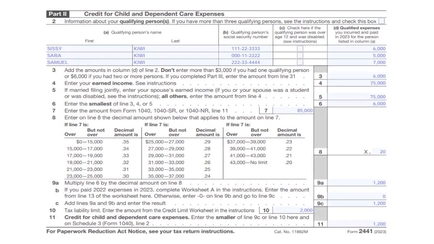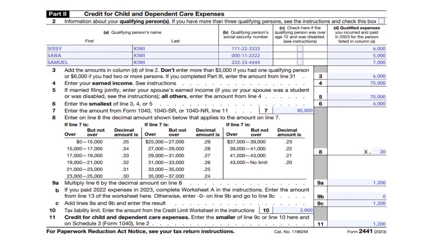Now I want to show you part two. So basically, part two is all about credit for child and dependent care expenses. And so on line 2 here, you have to put more data about your qualifying person. So it can be a son, it can be a daughter, it can be anybody that actually meets the requirements. You want to make sure that it's pretty clear as to how you actually want to categorize that person.